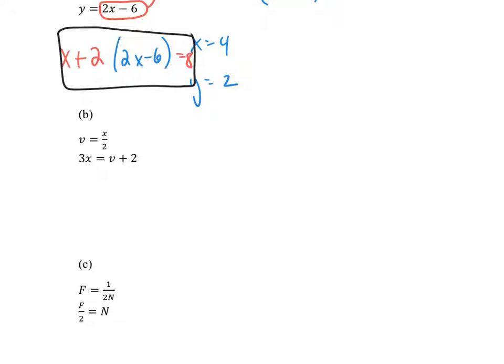So I would substitute right in again, and you would end up getting an x value of 4/5 and a v value of 2/5. Okay, 4/5 for x and 2/5 for v. And this one is set up in such a nice way that I would take x over 2 right here and replace v with x over 2, and then solve the resulting equation. Any questions on part B? On part B right there.